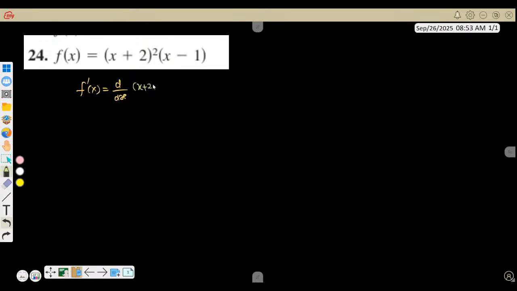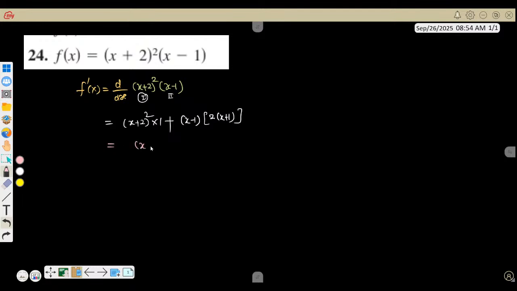So (x plus 2) whole square and (x minus 1). Now you can see this is the first function and this is the second function. So I am going to keep the first function the same, times the derivative of the second, which is 1. Then plus the first remains the same, times the derivative of the second, which is 2 times (x plus 2). I hope you got this.